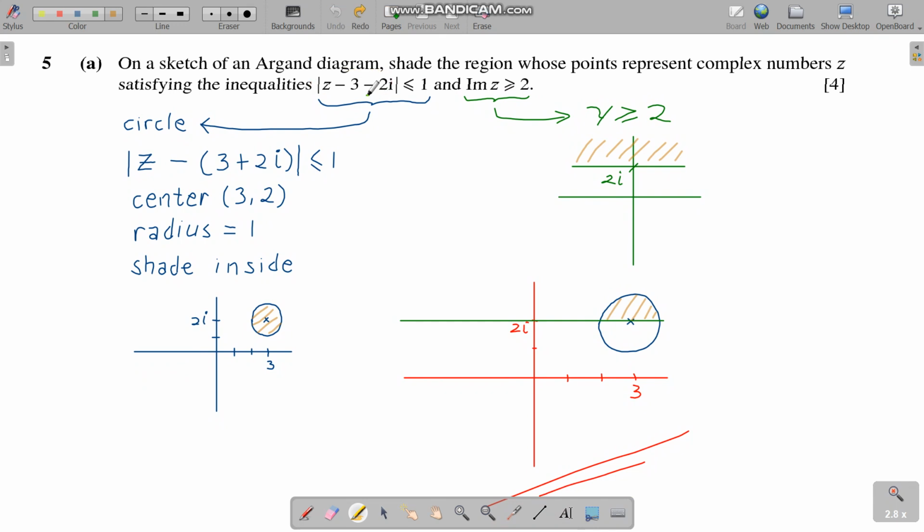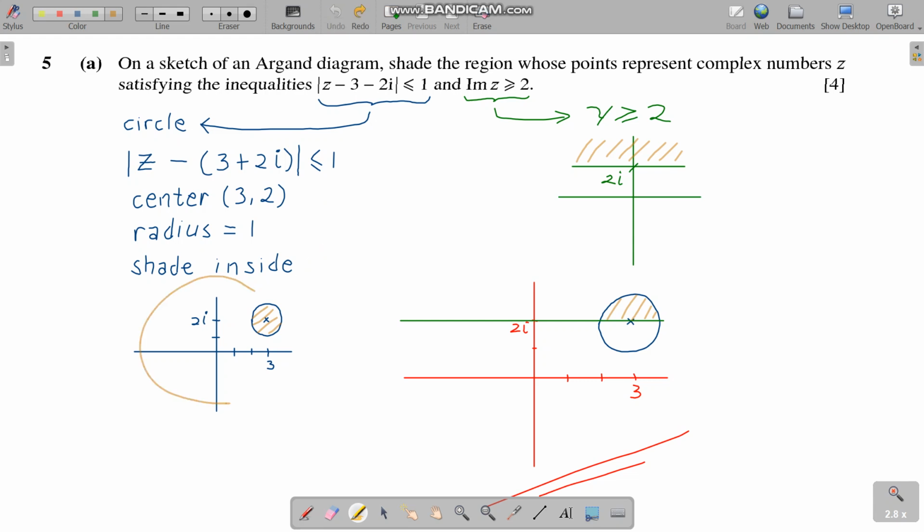To identify the center of the circle, we've got to make it in the form z minus something. So notice that this is actually minus 3 minus 2i. We're not changing the question. Okay, so the center is (3, 2). Radius is 1. Smaller than means shade inside the circle.